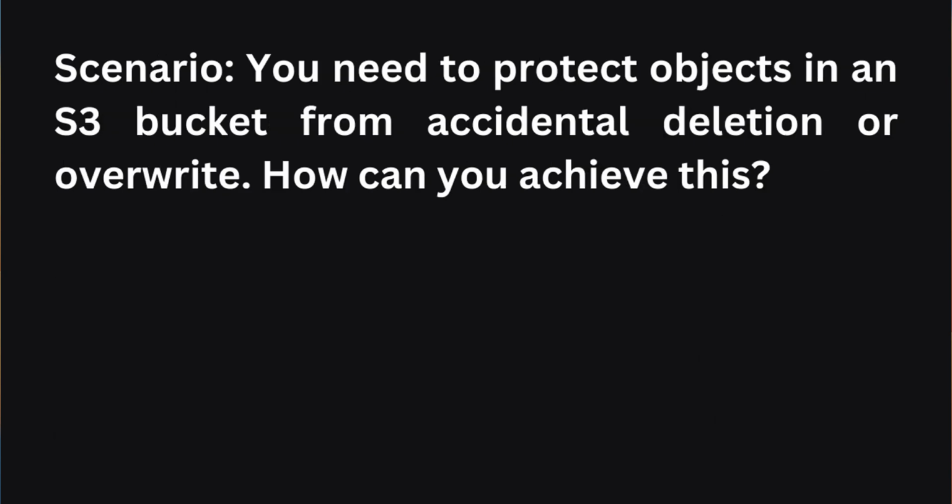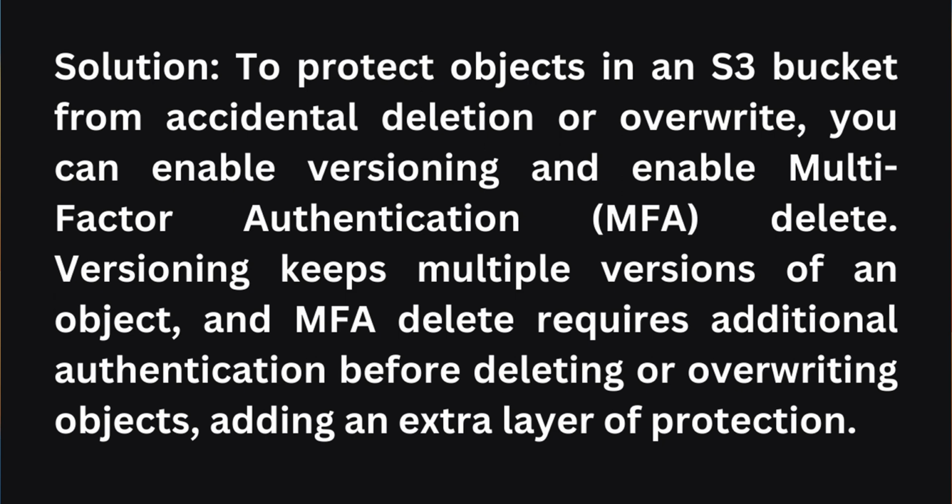In the next scenario, you need to protect objects in an S3 bucket from accidental deletion or overwrite. How can you achieve this? So for this, you can enable versioning and enable multi-factor authentication delete. Basically, versioning keeps multiple versions of an object. If in case you delete one version of an object, you can restore it from the history. And MFA delete requires additional authentication before deleting or overwriting objects, adding an extra layer of protection.